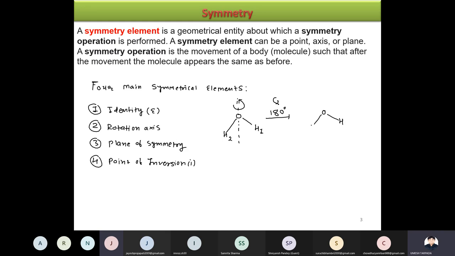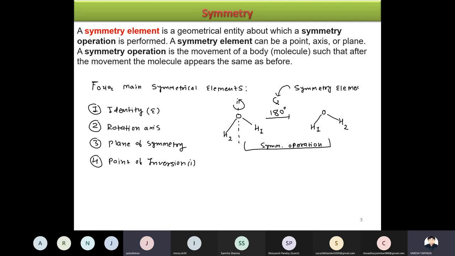H1 goes to the position of H2 and H2 goes to the position of H1. If you now compare both these structures, they are equivalent structures. Hydrogen goes to the position of hydrogen, oxygen remains at its position. So this is called a valid symmetry process. This entire process is called symmetry operation. The element by which you have carried out this symmetry operation is called symmetry element.